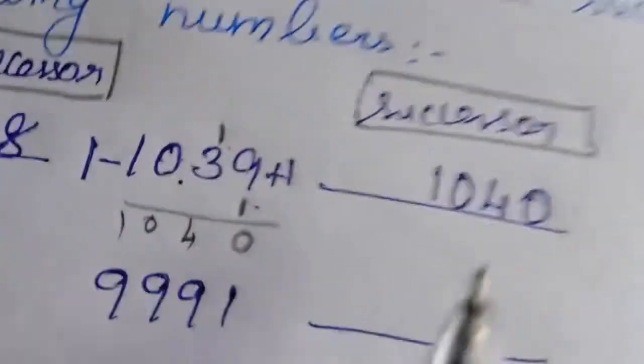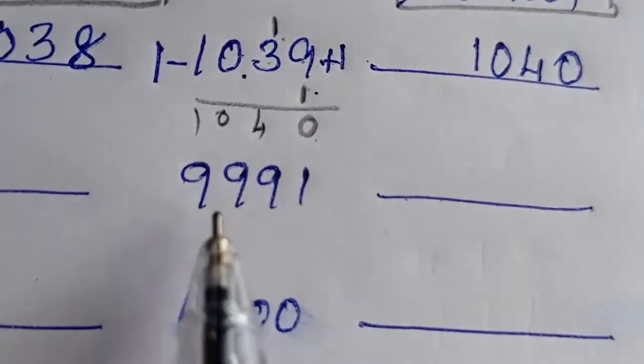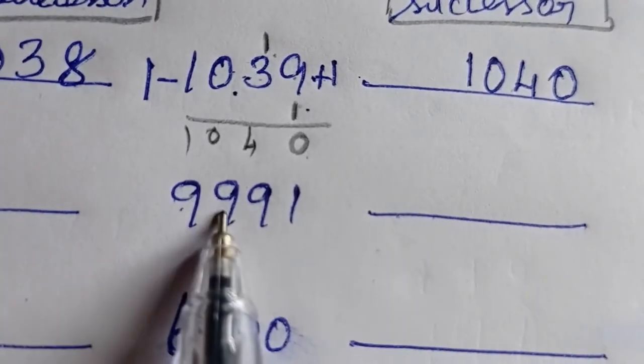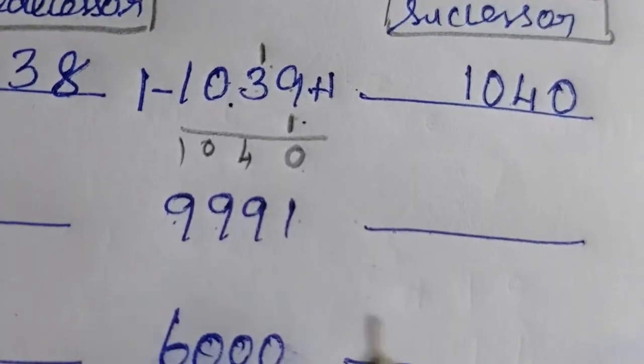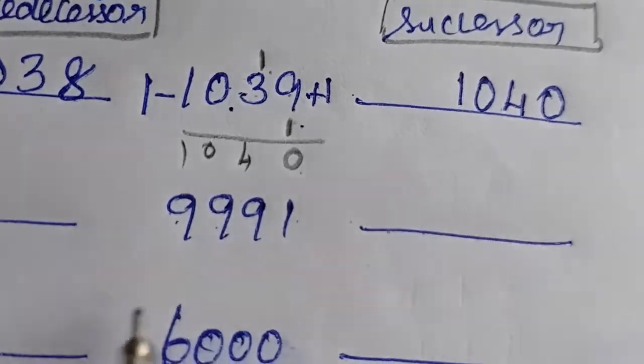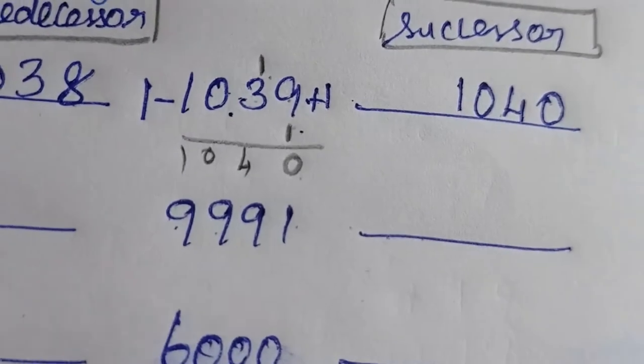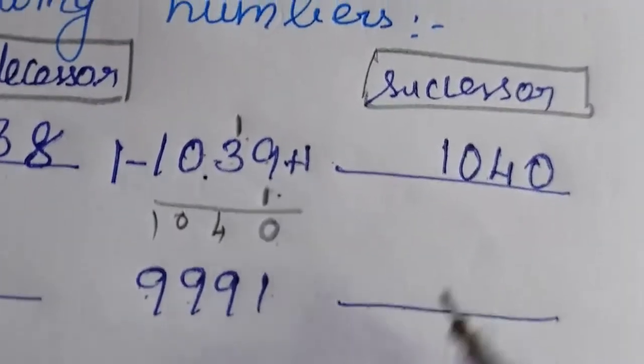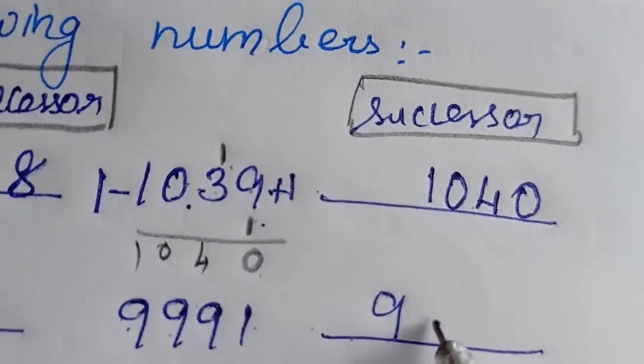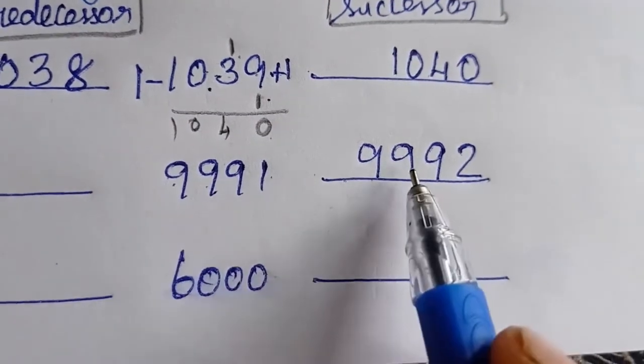Now children, let's find the next question, that is 9991. Okay, children, if you want to find the successor, that means after the number, you just add plus 1. So you can get 9992.